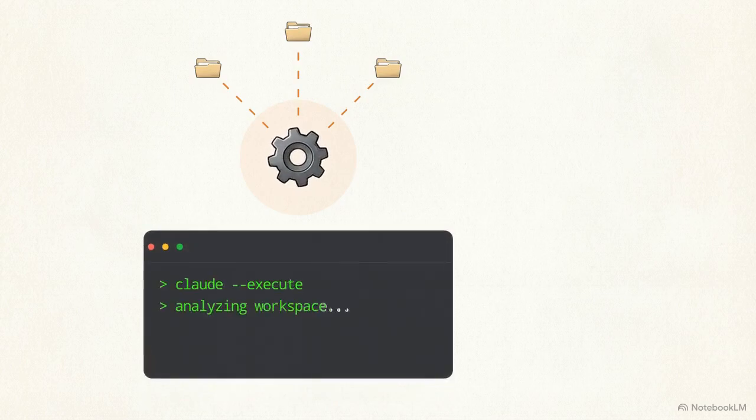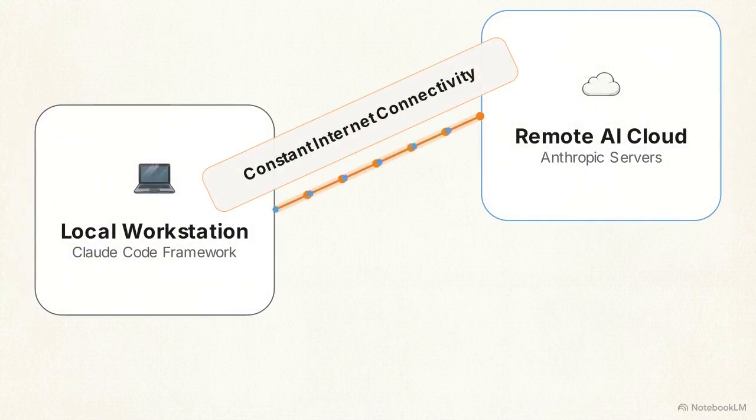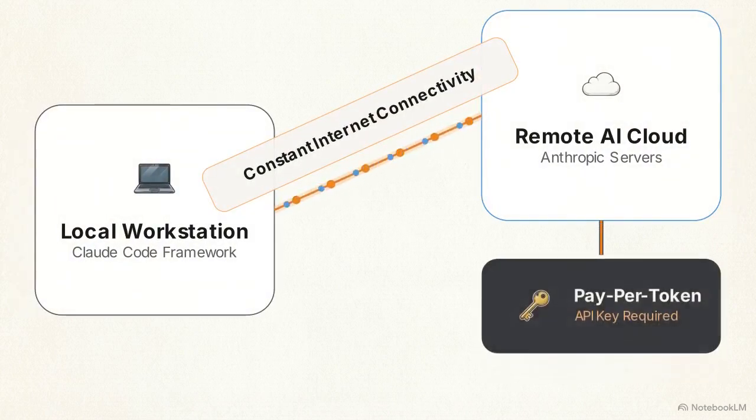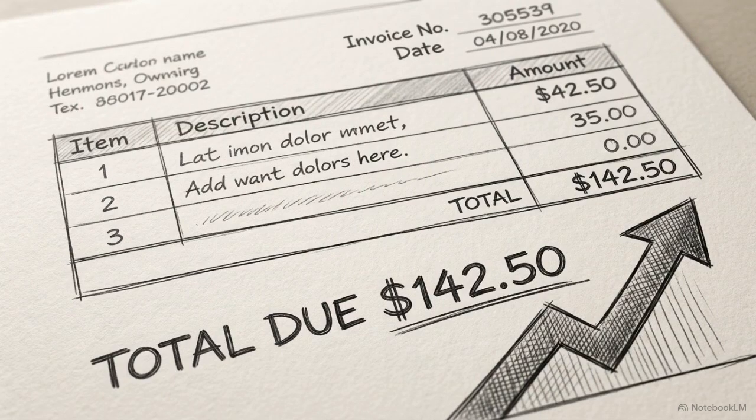This integration allows it to operate as an active participant in your workflow, executing file operations and terminal commands as you prompt it. Typically, enterprise-grade tools like this require constant internet connectivity and a pay-per-token API key. An API key is a unique string of characters that acts as a billing password, charging your account every time the AI processes text. We can bypass those costs.